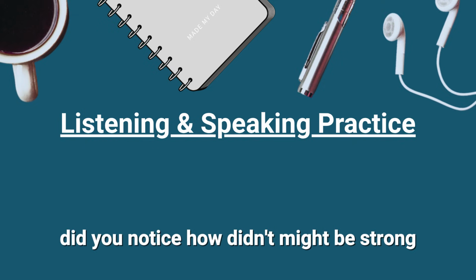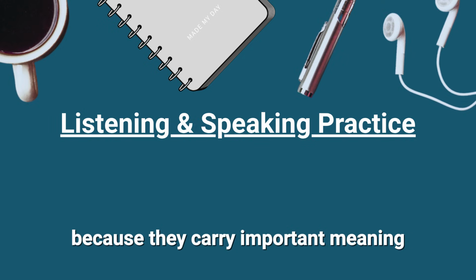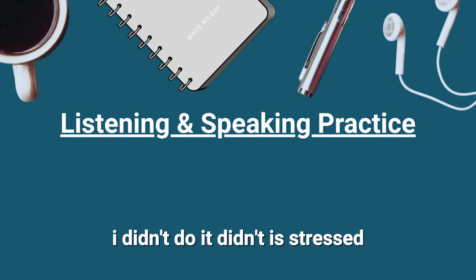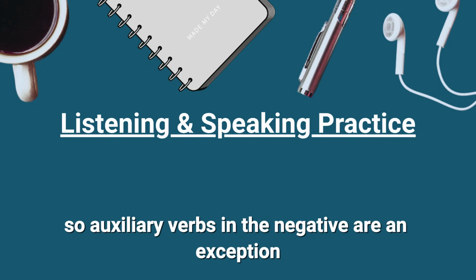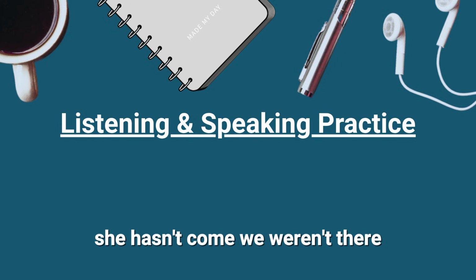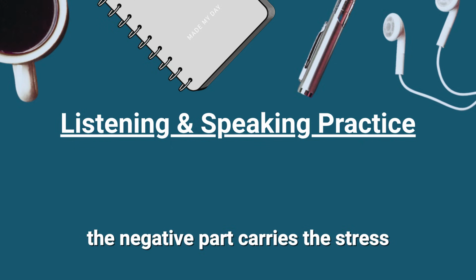Did you notice how didn't might be strong? Negatives are usually strong because they carry important meaning. I didn't do it. Didn't is stressed. So, auxiliary verbs in the negative are an exception. They keep their strength. I don't know. She hasn't come. We weren't there. The negative part carries the stress.